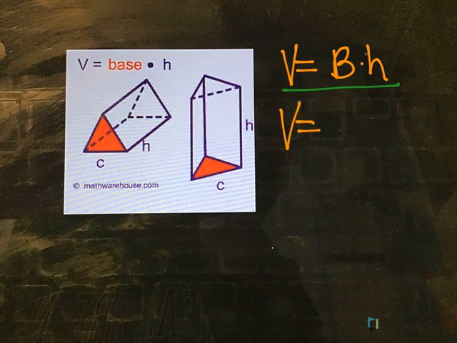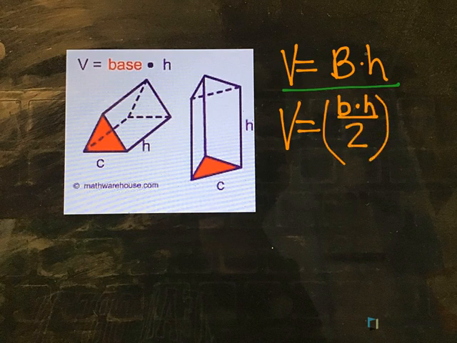So volume, I'm going to write down the formula for area of a triangle, which is lowercase b times h divided by 2. Now that's a formula for a triangle. And then I also have my h here times h. Okay, and that's a height of the 3D shape. Height of the 3D shape right there.